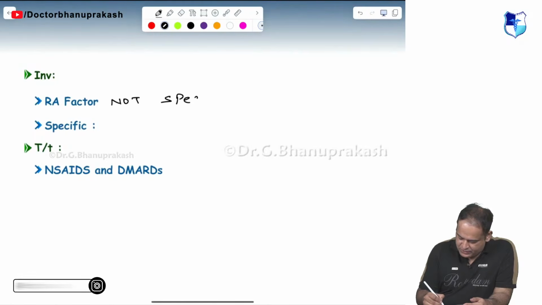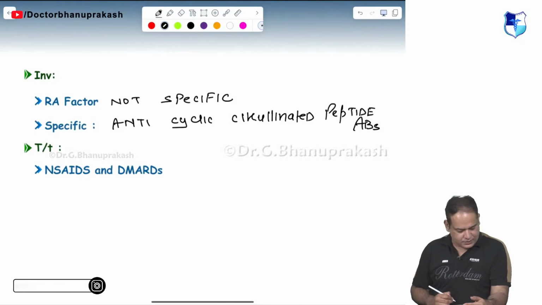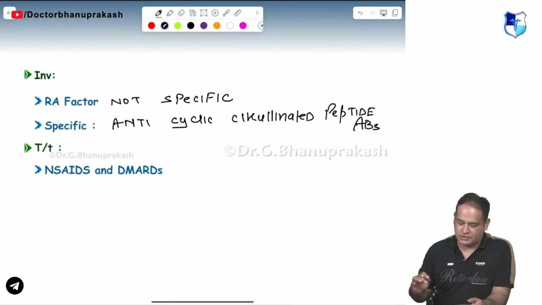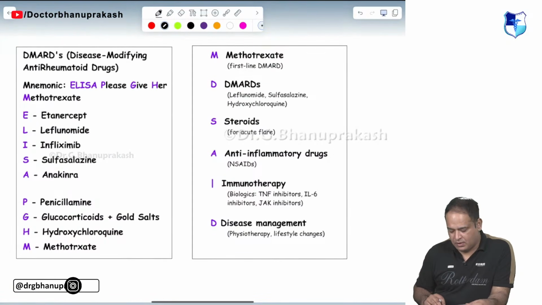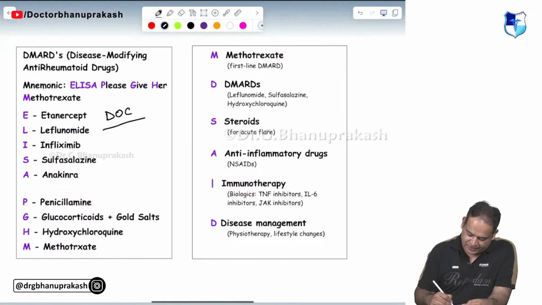RA factor is non-specific. What is specific? Anti-cyclic citrullinated peptide antibodies, right? Treatment: NSAIDs and DMARDs, disease-modifying anti-rheumatoid drugs. Now here, I have kept 2-3 mnemonics for your rapid reference. So, Eliza, please give her methotrexate. Fine. You see, drug of choice still is methotrexate.